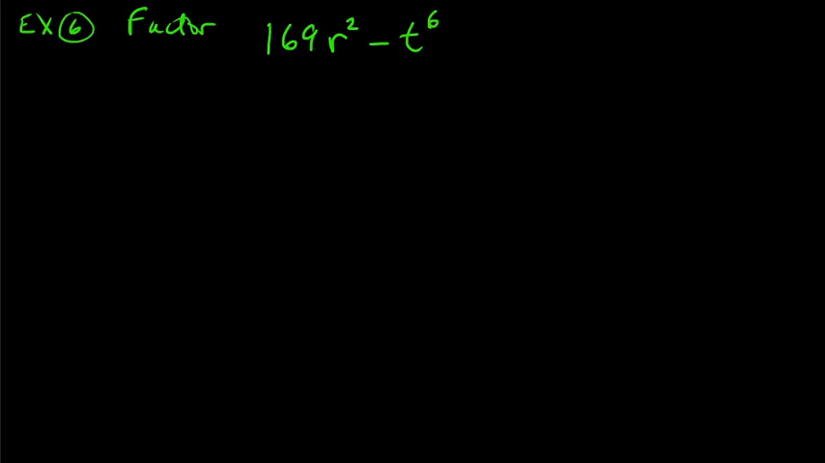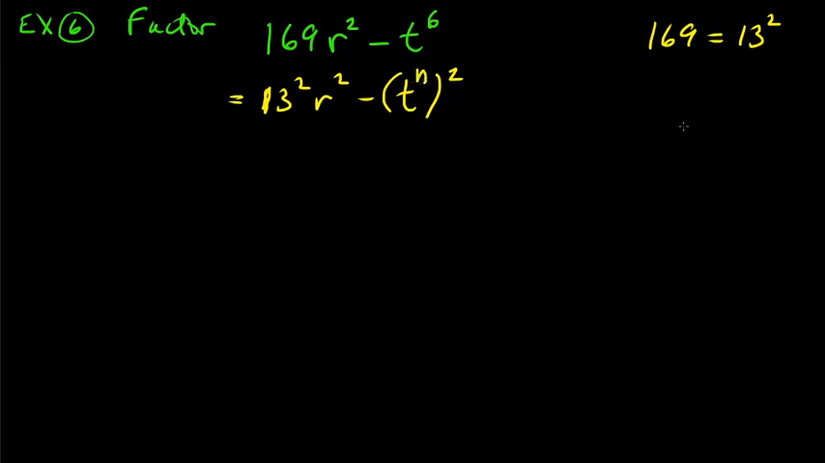Okay, next example is we want to factor 169r squared minus t to the 6. Okay. Yeah, so this one's not an easy one. The 169, if you take the square root of that, you get 13. So the 169 is a perfect square. It's just 13 squared, right? So that's one thing. And then the t to the 6, that is a perfect square. We can write that as t to some power squared. So what power is that? Let's just call it n.